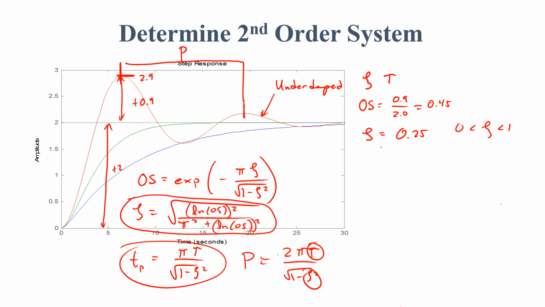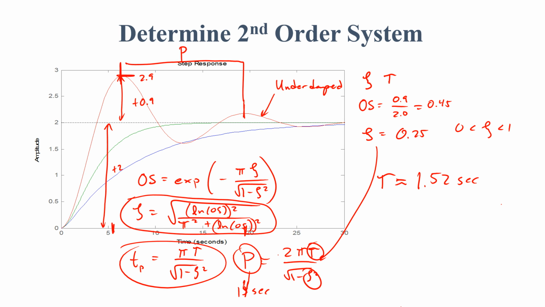We already have zeta from above, and then we can calculate the period, which is between here and here, about 6 to 19 or so. I guess that would be about right, so that's about 13, about 13 seconds. Let's use 14 seconds between those two. So tau is going to be 1.52 seconds.